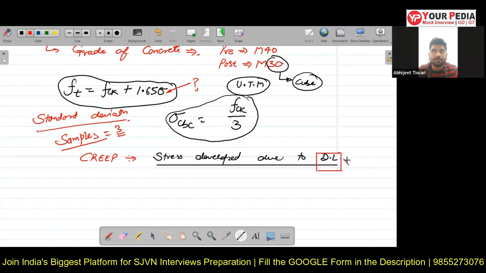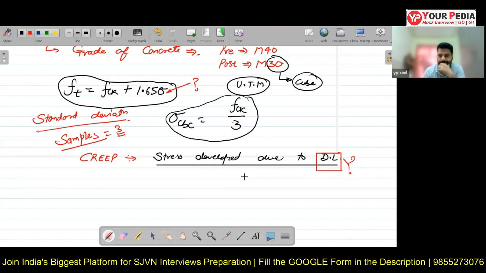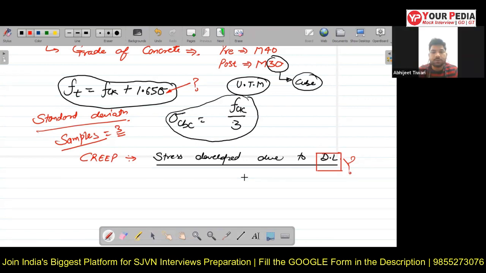Dead load. Apart from dead load, live load doesn't come in the creep. Only dead load. Creep is defined is due to dead load only, sir. What is the reason for creep?